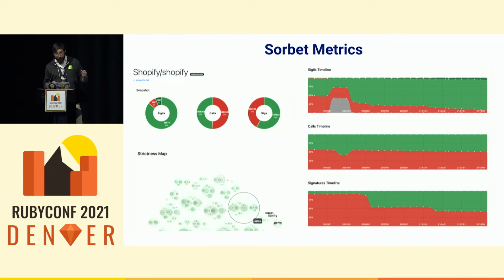And we can see, for example, that in our monolith right now, we have only 8% of files that are still at type false. That means something like 39,000 files at type true, which is very encouraging for us.